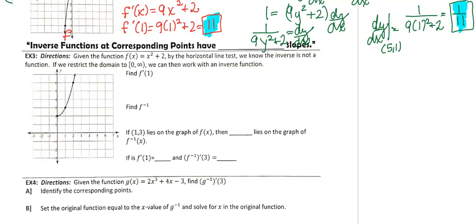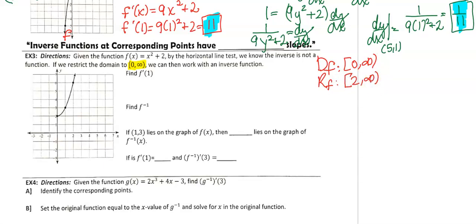So let's take one last example. We have our function f of x equals x squared plus 2. It is a parabola, but in order to have an inverse, it has to pass the horizontal line test. So therefore, we are going to restrict our domain from 0 to infinity. So let's first find the domain of our inverse. The domain of f is going to be 0 to infinity. The range of f is going to be 2 to infinity.